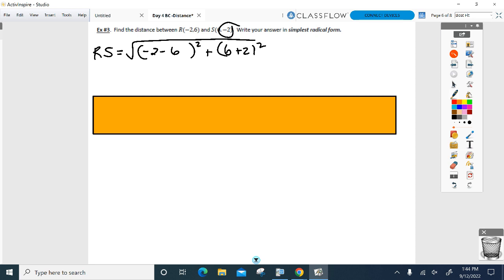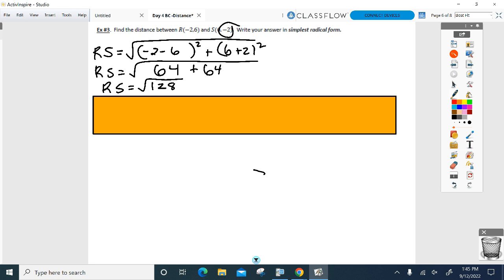They're tricky. All right, let's keep grinding. What do I get underneath this parenthesis? -2 minus 6, -8 squared. Positive. And I should always get positives out here. 6 plus 2, 8. 8 squared. There we go. We're all good. You don't take the square root until the very end. Add them together. 64 and 64. 128.